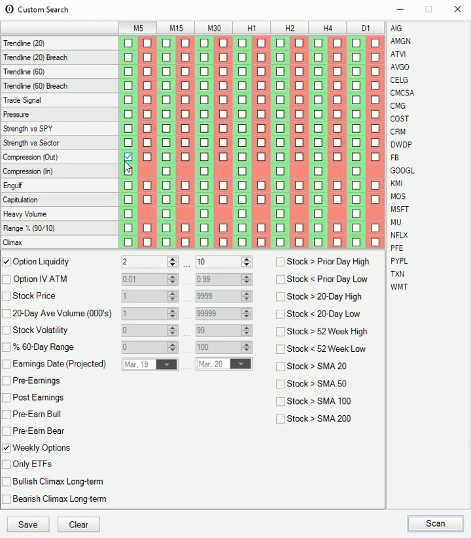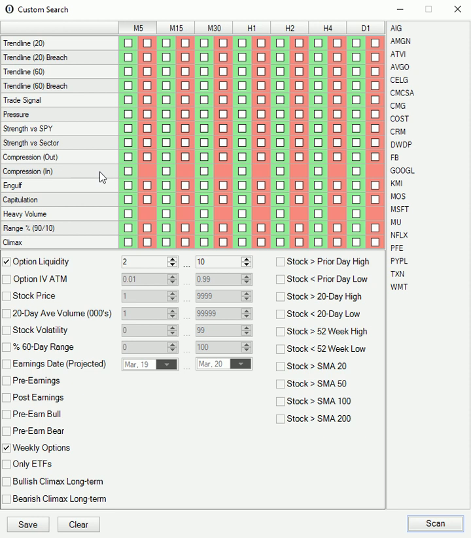Compression out. We trade an awful lot of compressions. That price compression is like a spring that's coiled very, very tightly, just waiting to release. Sometimes I want to see a stock that has been in a compression and where that compression has been resolved to the upside, meaning the stock broke out to the upside. That would be a bullish compression out.